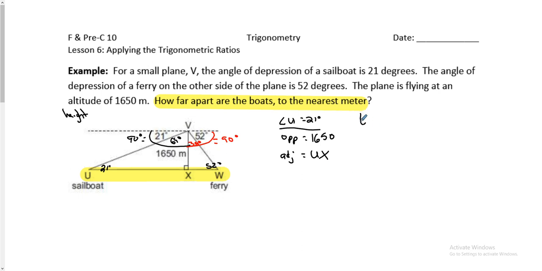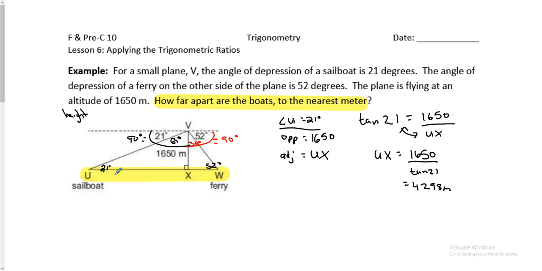So we're going to use tangent. Tangent 21 is equal to opposite over adjacent. We're going to swap places here. This will be UX is equal to 1,650 over tan 21. Plug that into your calculator. Tan 21. And we get, to the nearest meter, 4,298 meters. That tells us this right here.